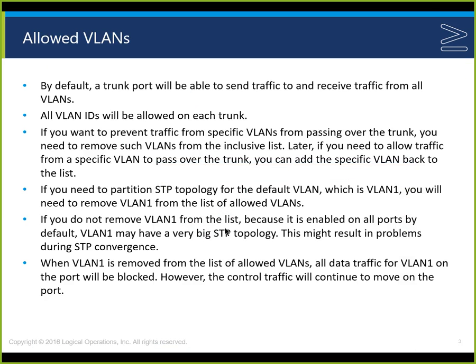If we don't remove VLAN 1 from the list, because it's enabled on all the ports, VLAN 1 may be a very big spanning tree topology, because if we have a whole bunch of switches and we haven't made other VLANs, then all of the ports are going to be in VLAN 1. You may or may not want that to be the case. It could result in problems with the spanning tree convergence. When it's removed from the list, all the data traffic for VLAN 1 on the port is going to be blocked. The control traffic will continue, and we really hadn't talked about control traffic.